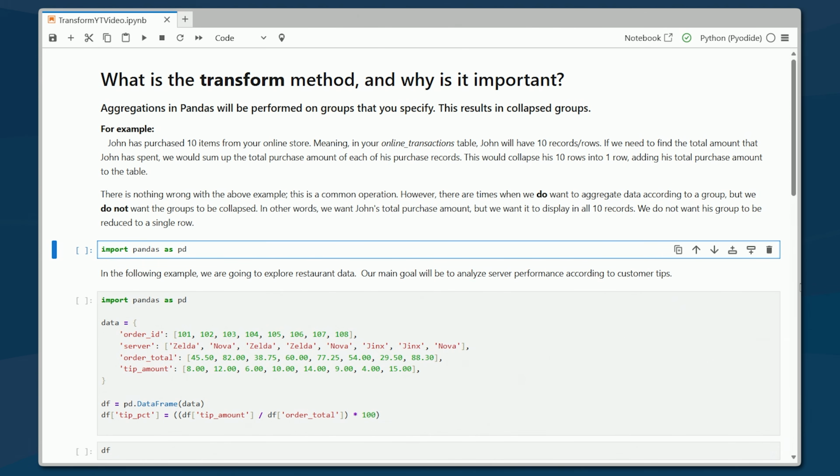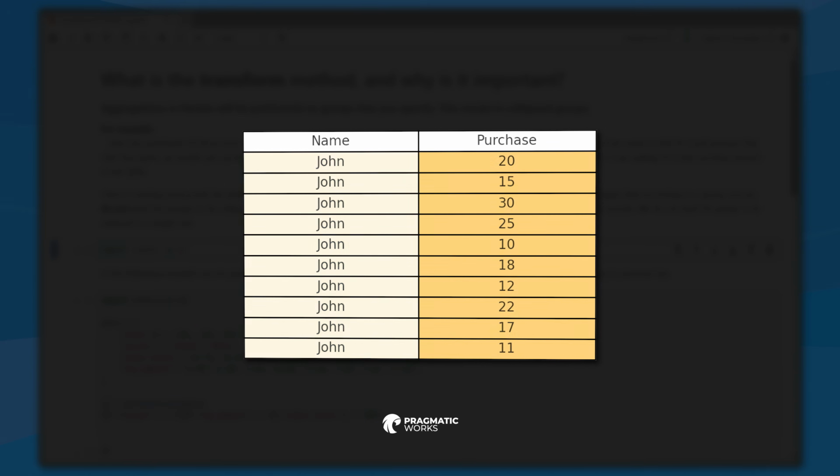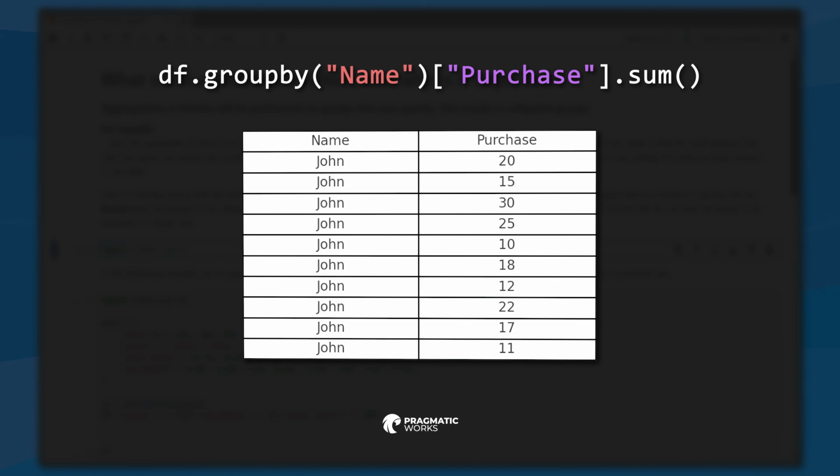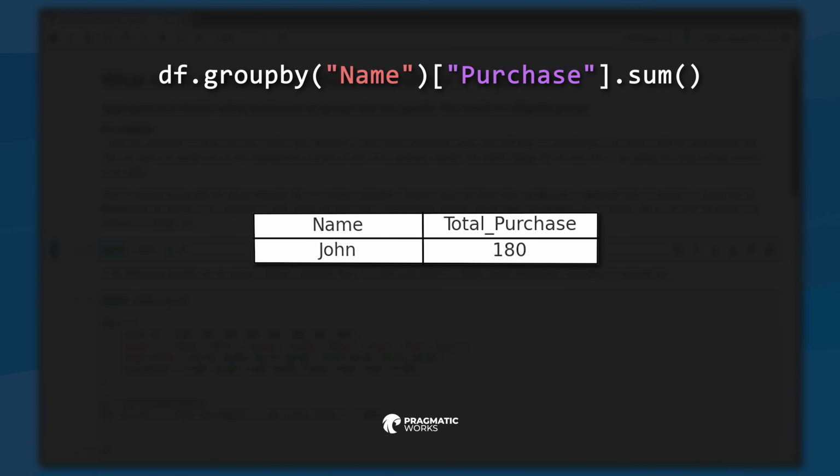That being said, the transform method, why exactly is it important? Well, using that same example that I just gave you about John is the reason. There's nothing wrong with that example with John, but there are times when we do want to aggregate our data according to some group, but we do not want those groups to be collapsed into a single row.